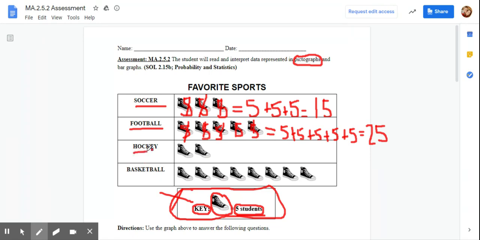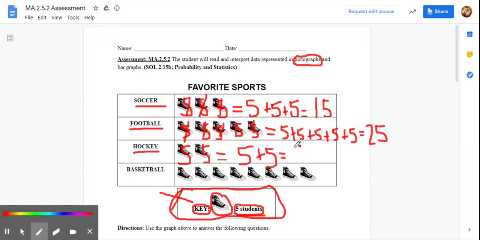Now let's look at how many students picked hockey as their favorite sport. What should I do before I even try to solve the problem? If you said label each shoe, kiss your brain. You're right. We want to label each shoe with 5 because each shoe represents 5 students. I'll then write my number sentence, and I know that 5 plus 5 equals 10. I'll prove my thinking. 5, 10, and I know now that 10 students picked hockey.